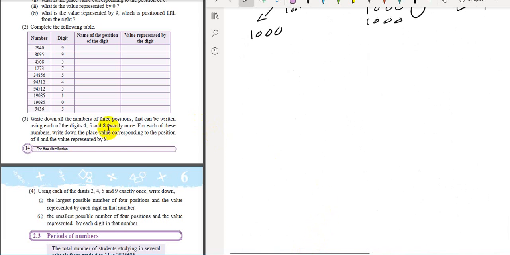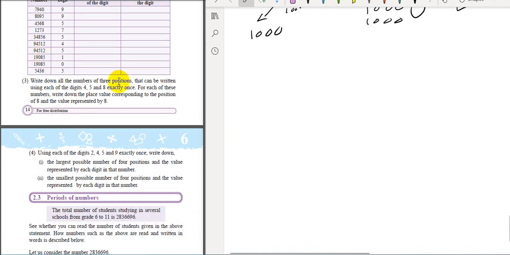Okay, now let's move to the next part. We'll see another example here. 9512.